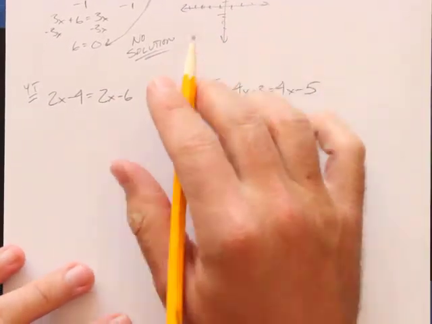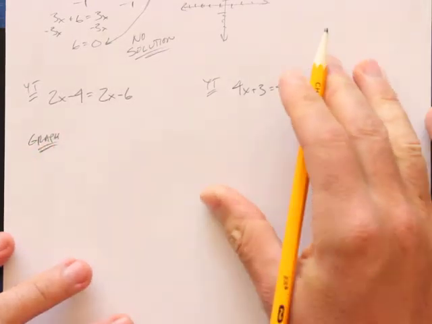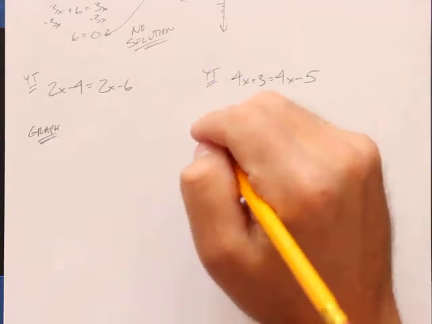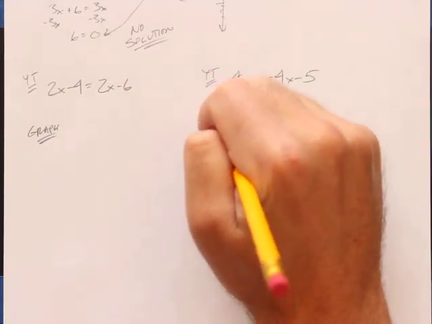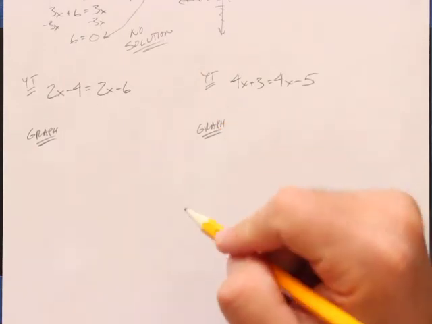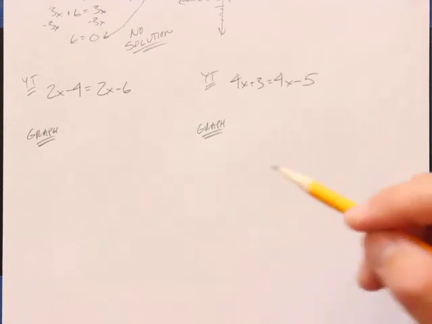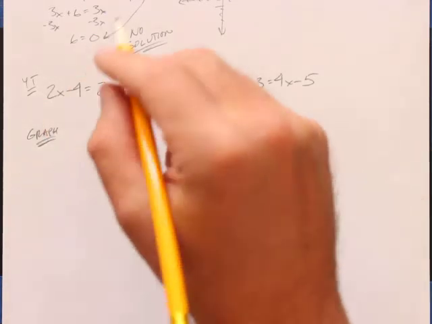So you guys do this one and also graph it. And then same with this one, graph this one as well. All right, so go ahead and pause and do these two and make sure that you graph them, and then we'll take a look at them together. Go. All right, welcome back.